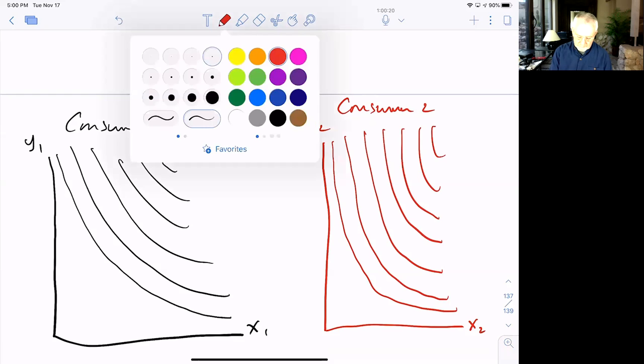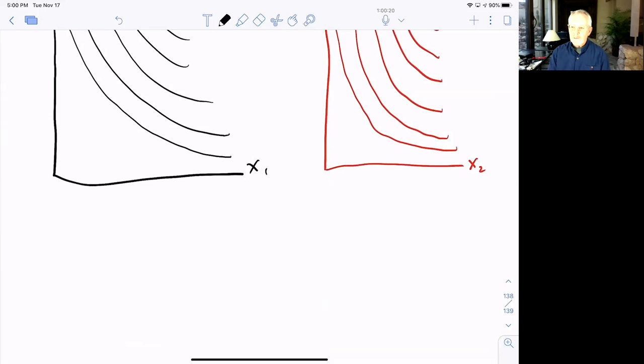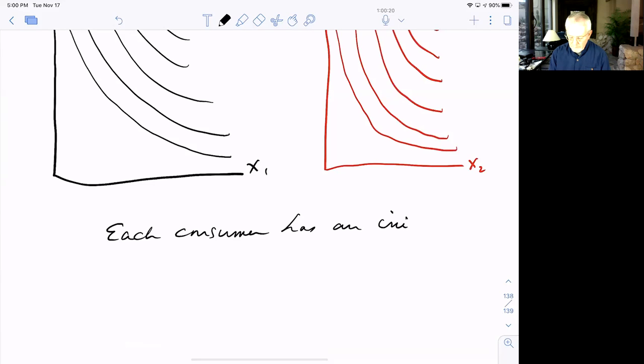Now, what we're going to suppose here is that since we have no production in our economy, each consumer has an initial endowment of X and Y.